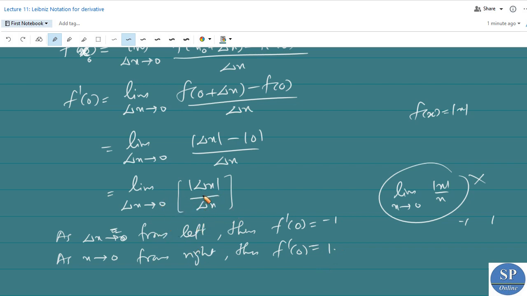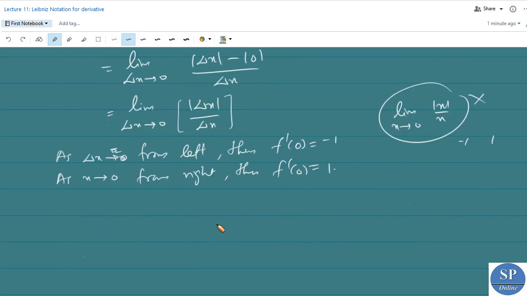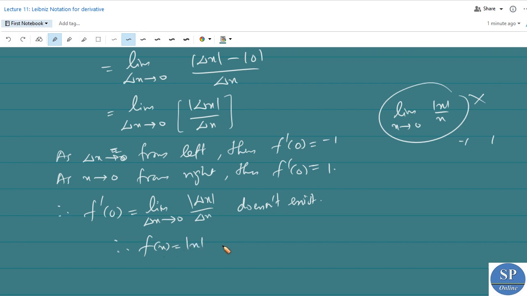We already discussed this in the previous lectures. Therefore, the limit f dash of 0, which is limit delta x approaches 0 of mod delta x by delta x, does not exist. Therefore, f of x is equal to mod x is not differentiable at x naught is equal to 0.